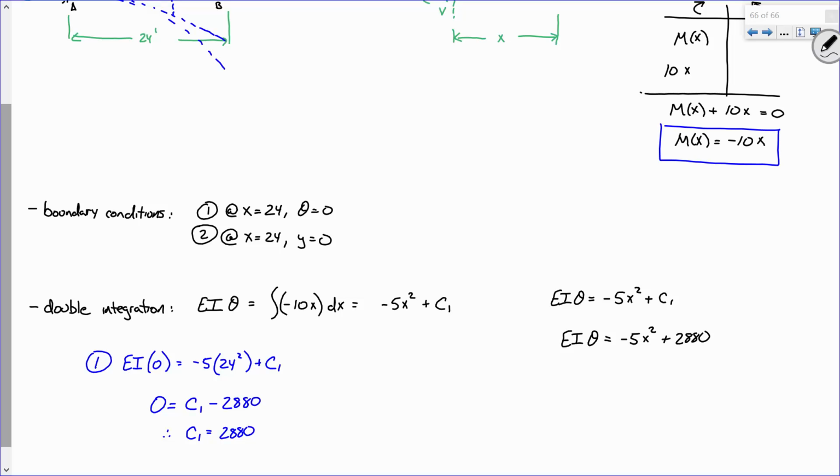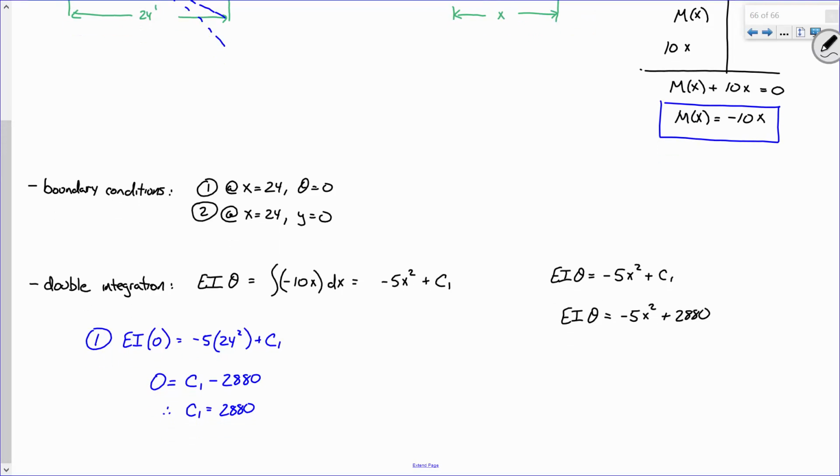There you go, right? Not too bad, right? All right, your next one. We got to integrate again. But before I do that, everybody got this? Okay.